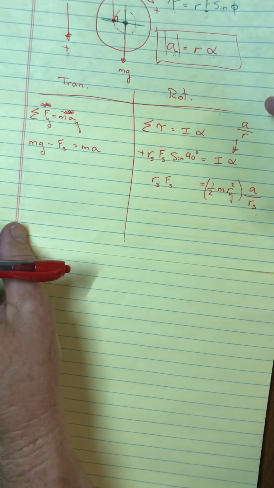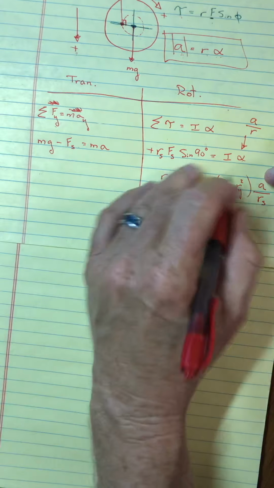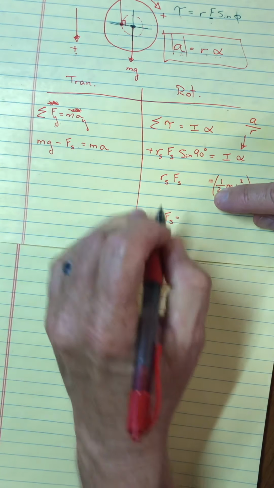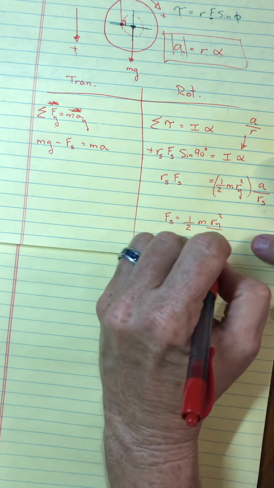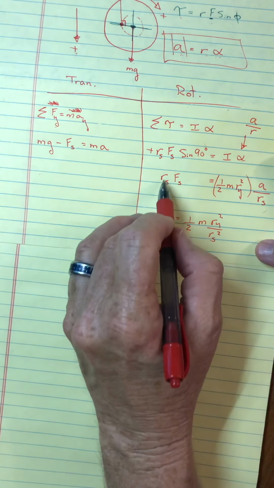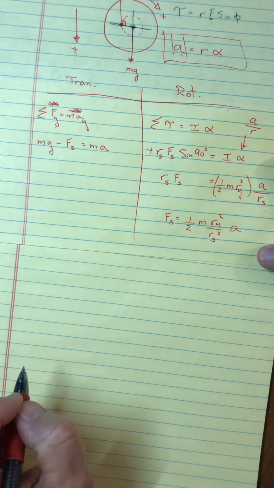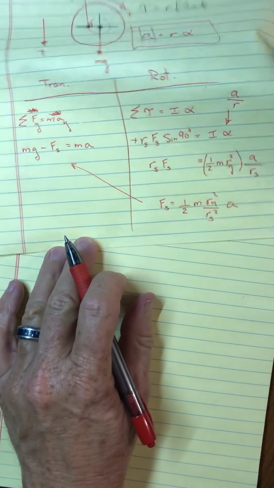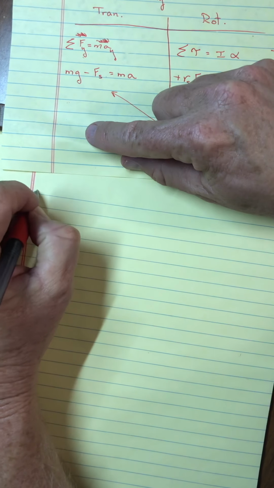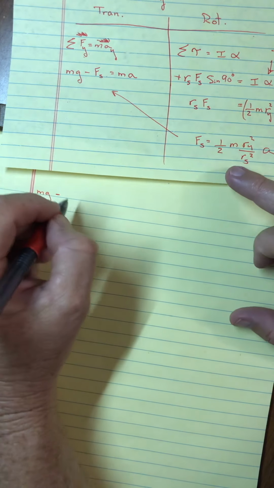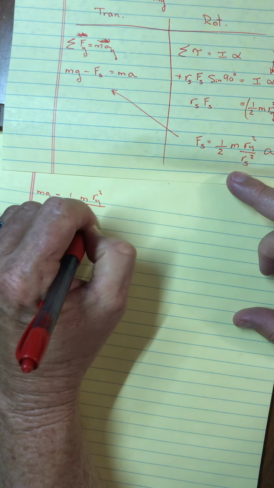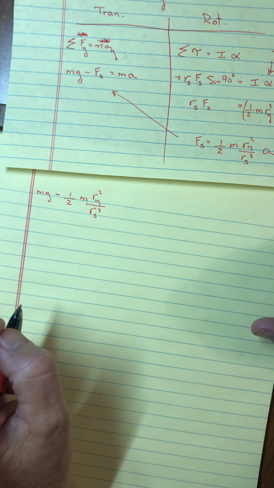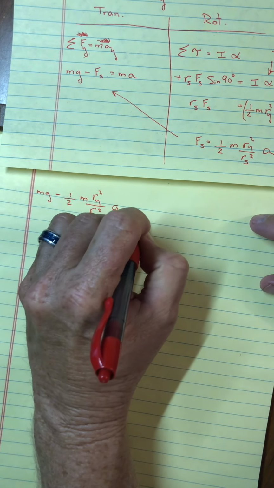And since we are, well, maybe I'll do a little more math here on this page, but this can be easily solved for f sub s by putting the 1/2 and the m. I already have an ry squared, and then I divide it by rs squared, because I bring that over, and then an a. And I can put that into this equation, and I'll do that on this next page. So this would be then mg minus 1/2 mry squared over rs squared a equals ma.